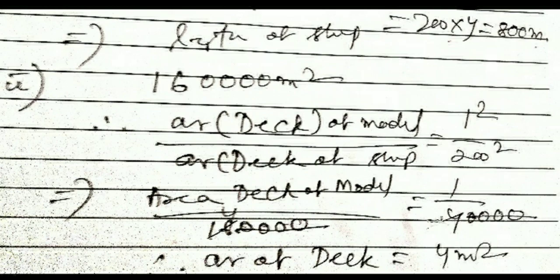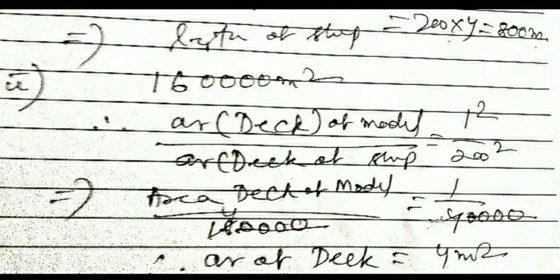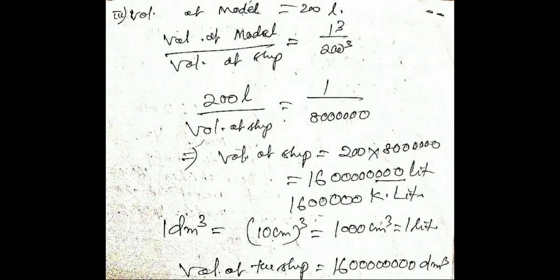So area of the deck of the model by area of the deck of the ship is equal to 1 by k square, that is 1 by 200 square. Therefore, area of the deck by 1,60,000 is equal to 1 by 200 square, that is 40,000. By cancelling, you get the area of the deck of the model is equal to 4 meter square. Next, the volume of the model is given as 200 liter. You have to find the volume of the ship.